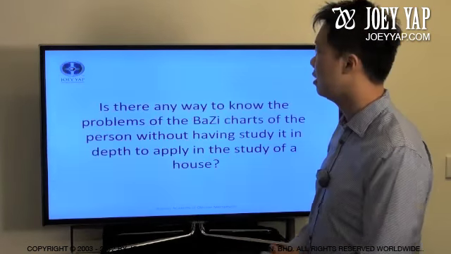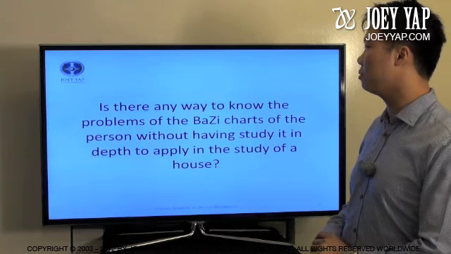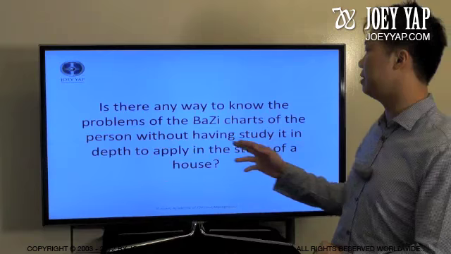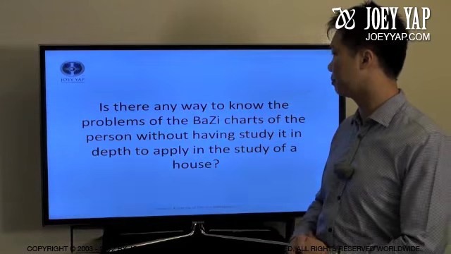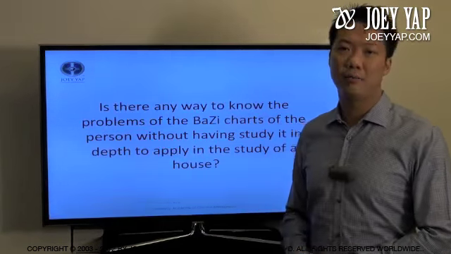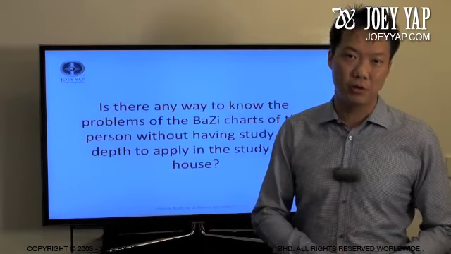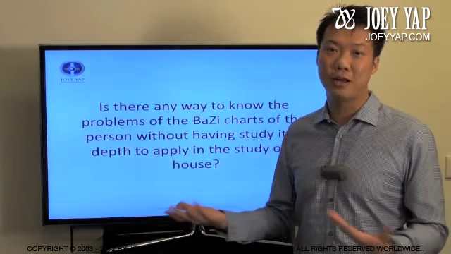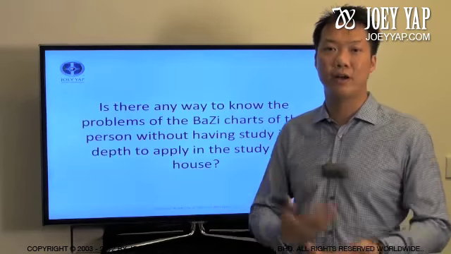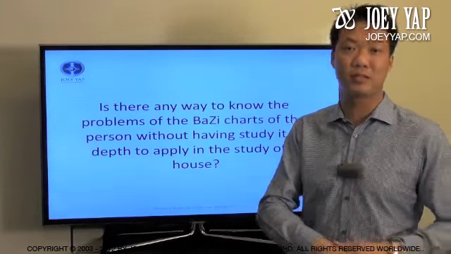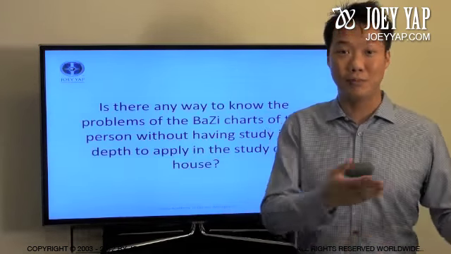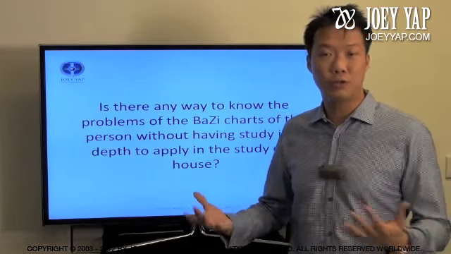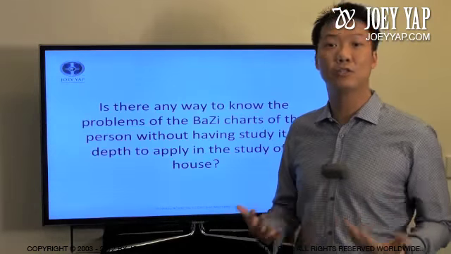It's fantastic. Now, is there any way to know the problems of the Bazi charts of the person without having to study it in depth to apply in the study of Feng Shui? Now, of course, you can also study in depth about a person in the house through the Xuan Kong flying star charts. In fact, we teach that in our programs, how you look at the chart and you find out whoever is using the area and what sort of problems he would have. It's just like reading an astrology chart of the people living in a specific room or using a specific room. Now, you can either do that through the Xuan Kong charts or do that with the Bazi charts, either way.